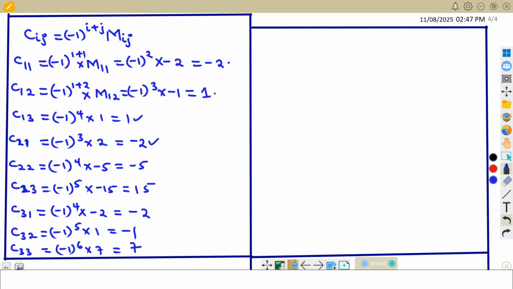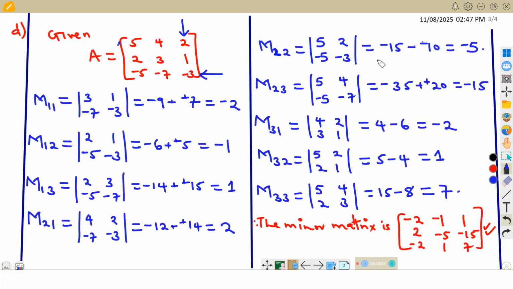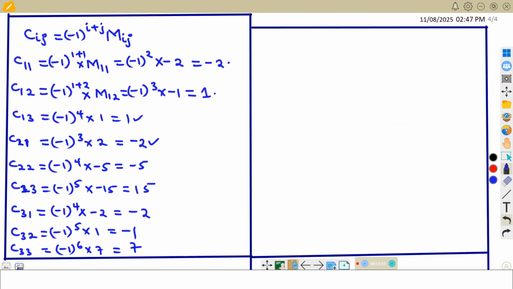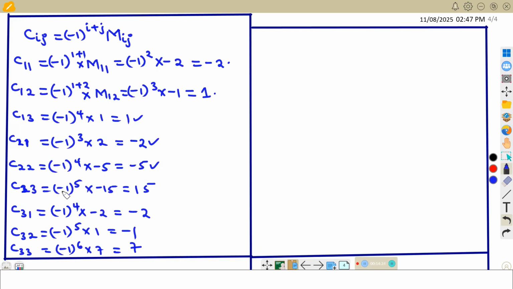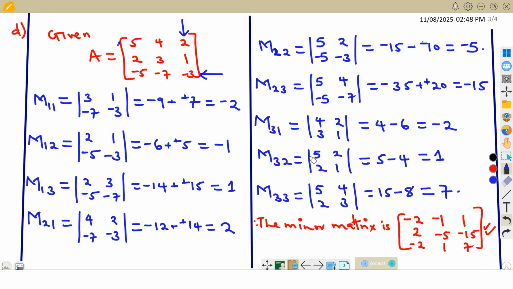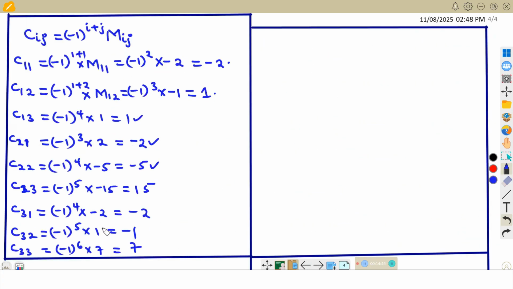C2,2 is negative 1 to the power of 4, then 2,2 the minor was negative 5, so we shall have times negative 5 here, which will give us that. Next, 2,3: the minor is negative 15, so you get C2,3 is negative 1 to power 5 times negative 15, which will give us 15. This is negative 1 times the negative, which gives us 15. 3,2: 1, negative 1 to power 4. 3,1 gave us negative 2, so you place it there. This is 1, this is 7. So you'll be able to get the values for C1,1 up to C3,3.